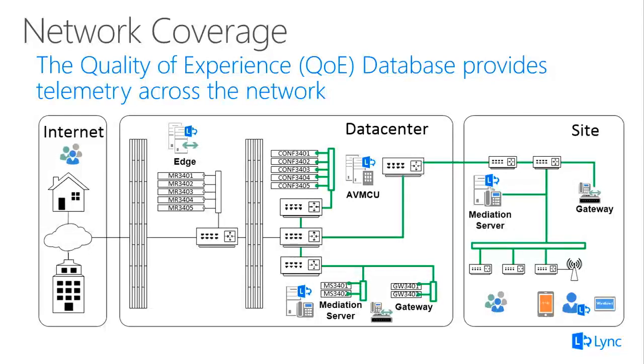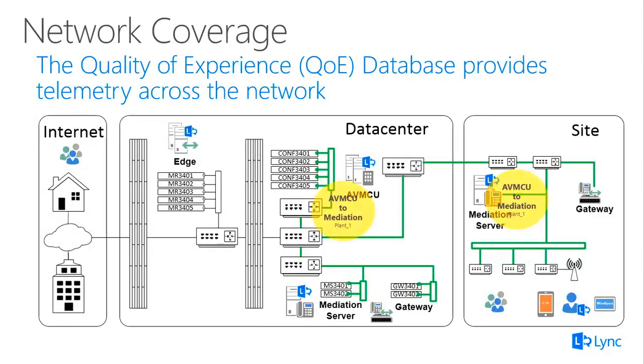We have a data center with AV MCUs. We have an edge server. We have some mediation servers, PSTN gateways, and we also have another site with local mediation servers and gateways. And then we have users all over the place on the internet and inside the network. So how are we looking at these different media streams, and what query looks at what media path?